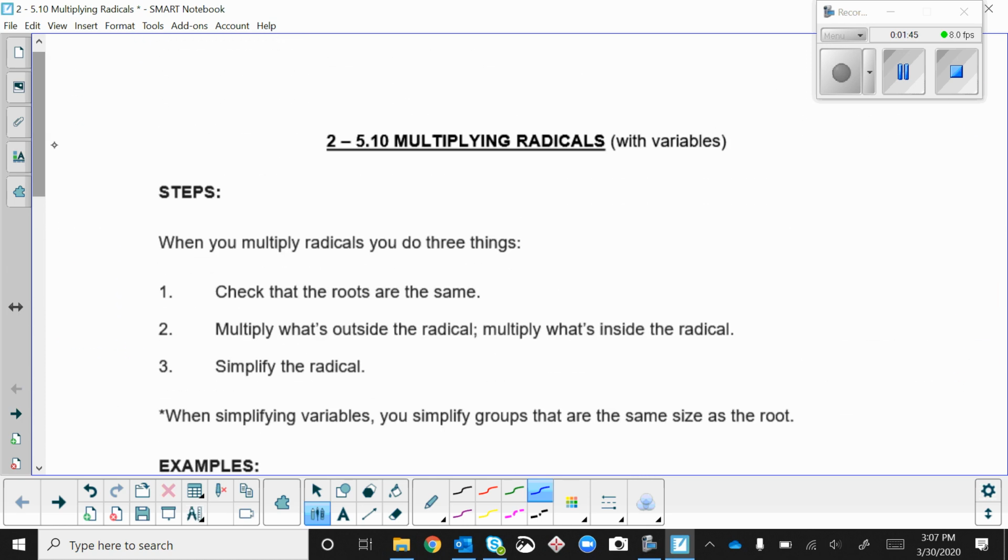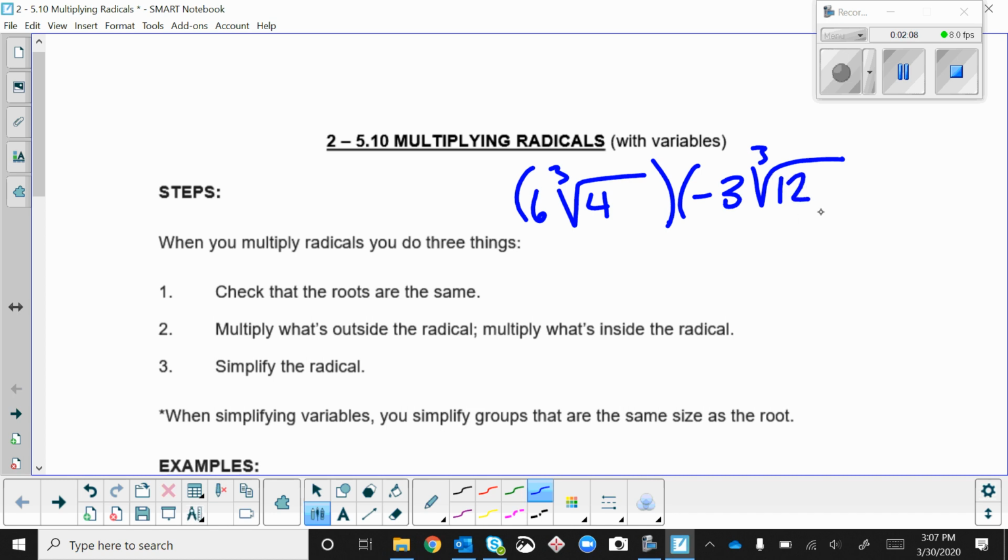So the difference in today's work is this. On Monday's lesson, you might have had something like 6 cube roots of 4 times -3 cube roots of 12, something like that. Today we're just adding variables in and talking about how that makes a difference. Like we might have m to the 4 here and m squared. All right, that's the only change. The steps are the same.